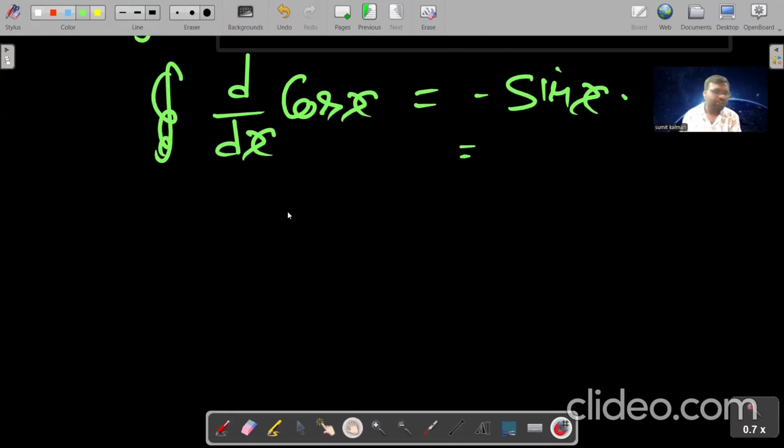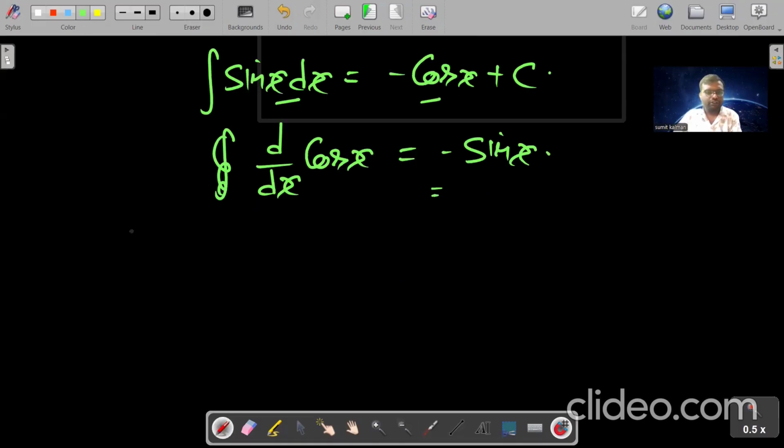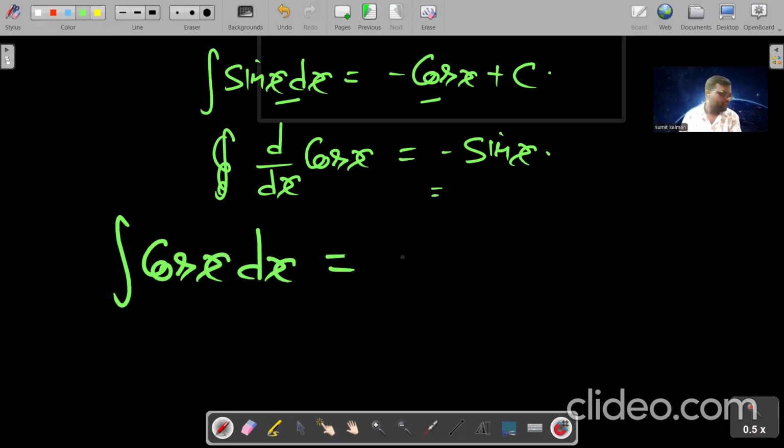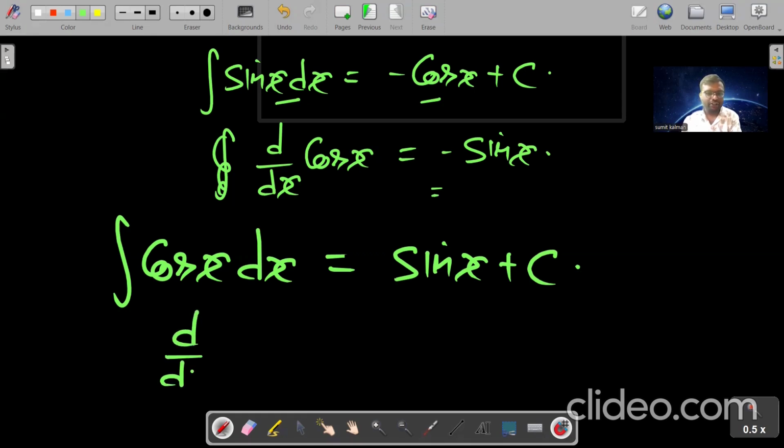And students, if you have function in the form of cos x dx, here we are integrating cos x with respect to x, so you will get sin x plus integration constant c. And students, if you have differentiation of sin x, then you will get cos x.